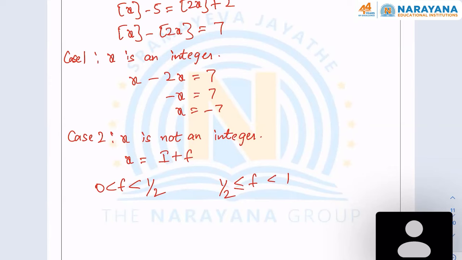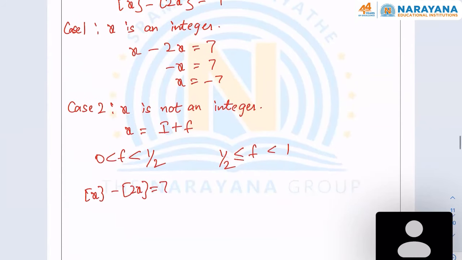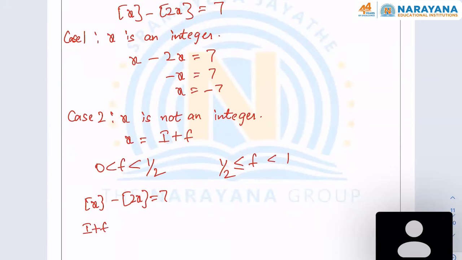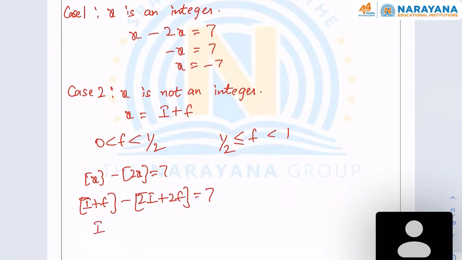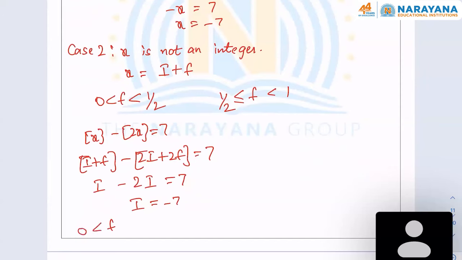So when f lies between 0 to half, step of x minus step of 2x is equal to 7. So step of x means I plus f minus 2i plus 2f is equal to 7. So step of I plus f means it is equal to I, and 2f, as f lies between 0 to half, means 2f lies between 0 to 1. So here we will get minus I is equal to 7. So I is equal to minus 7 and f lies between 0 to half. So here the range of a is minus 7 to minus 6.5.